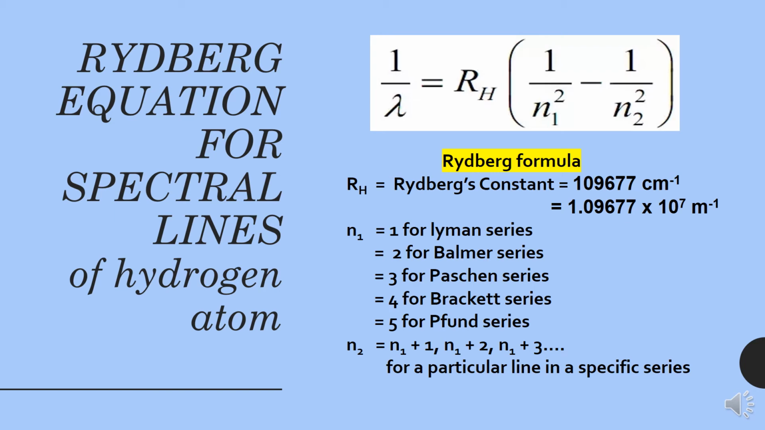तो n1 हमने फिक्स कर लिया हर एक सीरीज के लिए, लाइमन, बामर, पास्चन, ब्रैकेट, फंड में. तो वो लेवल, एनर्जी लेवल है n1 जिस पर इलेक्ट्रॉन फाइनली जंप करके पहुंचता है. दैट इज द ग्राउंड स्टेट. तो ग्राउंड स्टेट इज फर्स्ट एनर्जी लेवल फॉर लाइमन. बामर के लिए ये 2 होता है, पास्चन के लिए 3 होता है, ब्रैकेट के लिए 4 एंड फंड के लिए 5. अब n2 मतलब हायर एनर्जी लेवल जिससे इलेक्ट्रॉन ने जंप किया है, तो वो कोई भी हायर एनर्जी लेवल हो सकता है. तो इट कैन हैव वैल्यूज n1 plus 1, n1 plus 2, n1 plus 3 or so on up to infinity it may be.